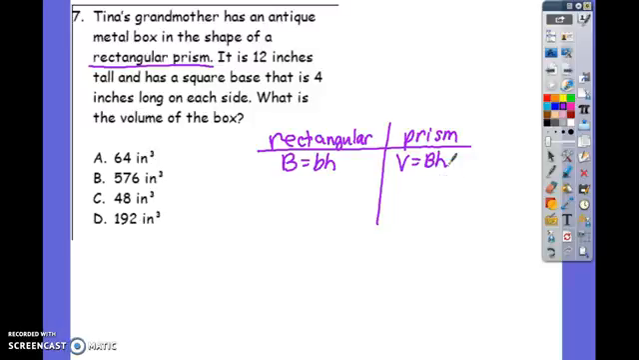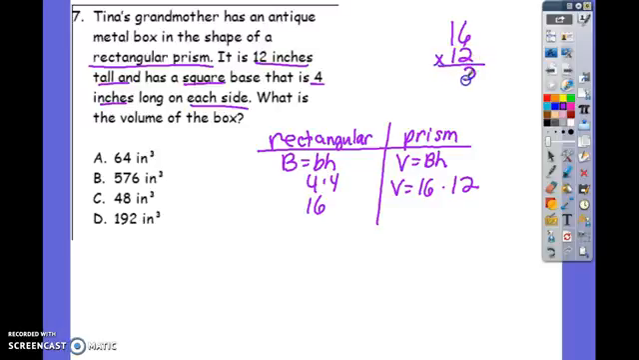The problem tells me that it is 12 inches tall and it's 4 inches long on each side. It's a square. So I know for the area of the base it's going to be 4 times 4, which is going to be 16. So the volume is going to be the area of the base is 16 times the height is 12. So I need to do 16 times 12.